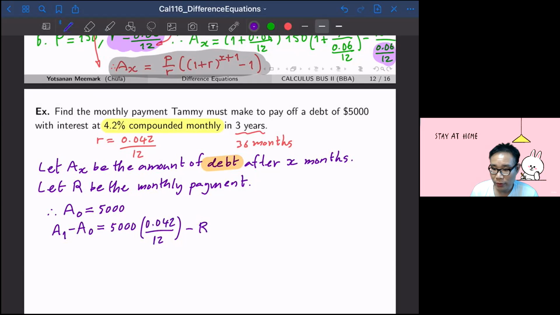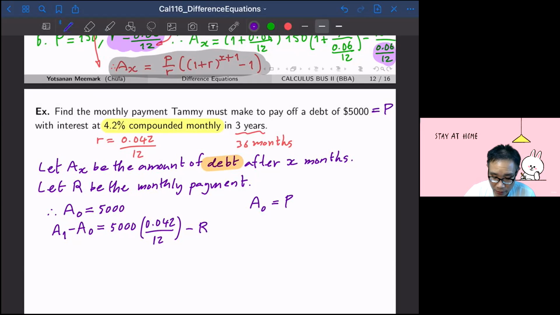So it's going to be 5,000 times 0.042 over 12. So you see that we may do this one in the general way. So you have A0 equal to the debt that you have. Let's say this is equal to your P. Let's use A0 as the amount of money that you have, your principal debt. So P is equal to 5,000.